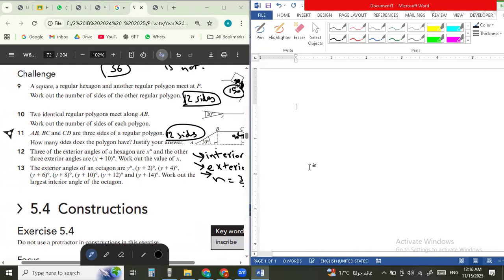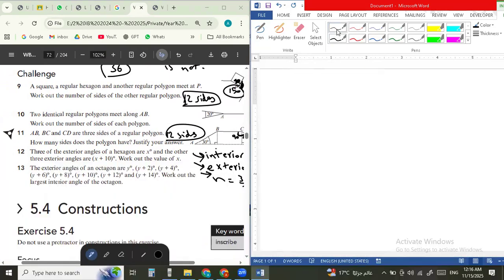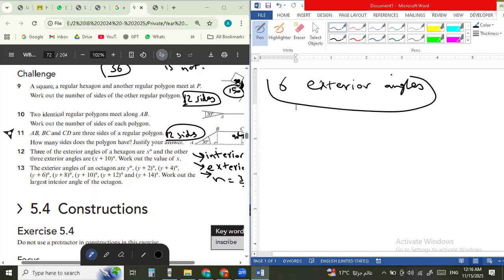All right. Question 12. Three of the exterior angles of a hexagon are x, and the other three exterior angles are x plus 10. Work out the value of x. So here, three of the exterior angles of a hexagon. A hexagon has six exterior angles. Why? Because it's a hexagon, right? But three of them have the value x.